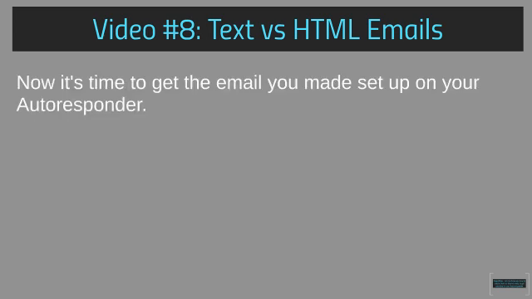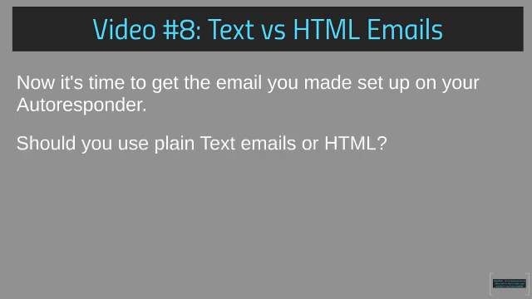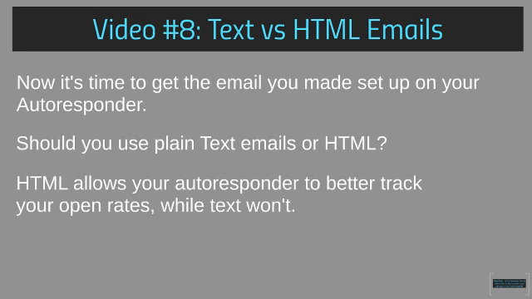Now it's time to get the email series that you made and set it up onto your autoresponder. But before we can do that, we need to set up plain text emails or HTML emails. Now you might be asking, why does that matter? Well, HTML emails allow you to really track within your autoresponder your open rates, while plain text emails allow you to track the actual links themselves if somebody clicks on the links, but you really can't figure out if somebody actually opened the email unless you use HTML based emails.